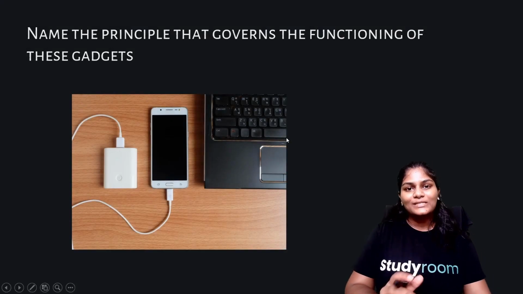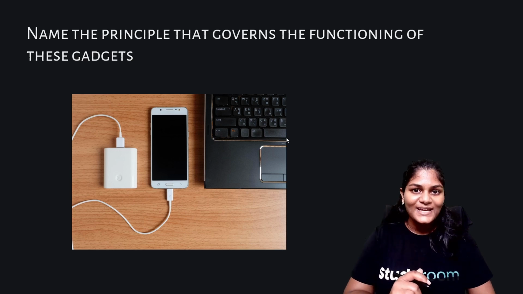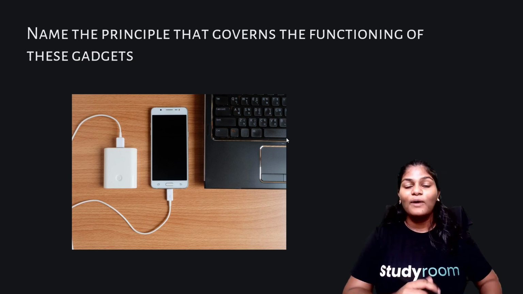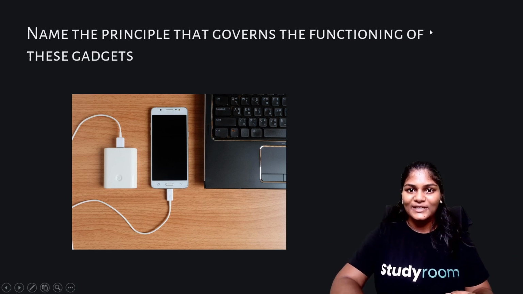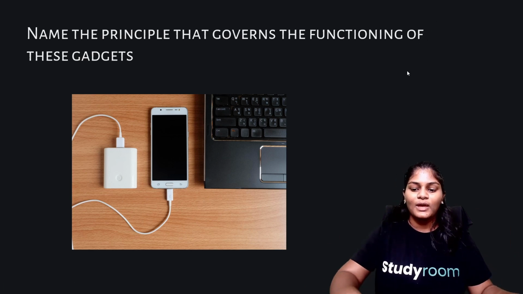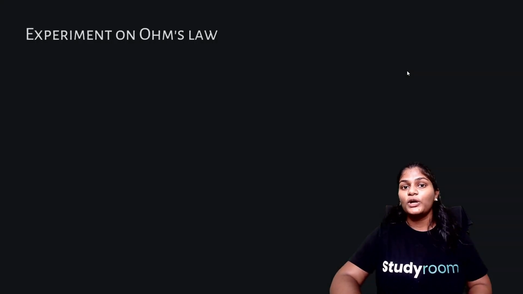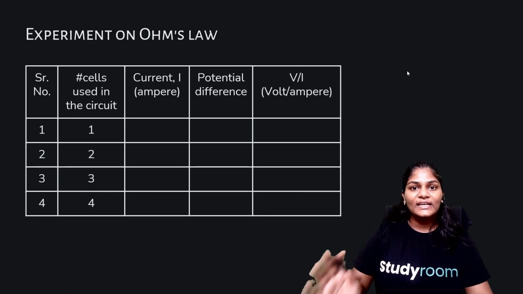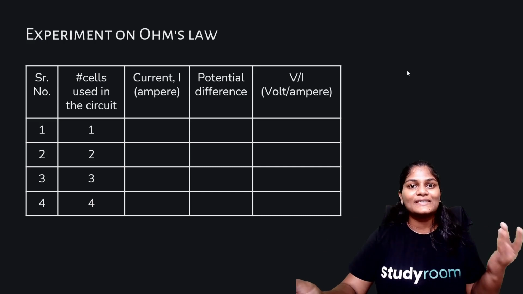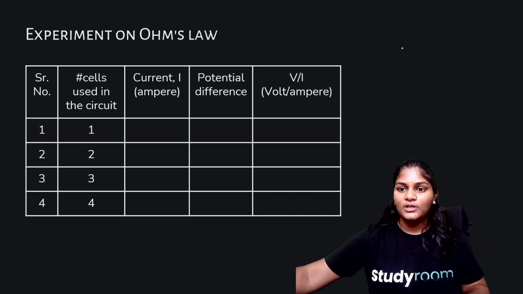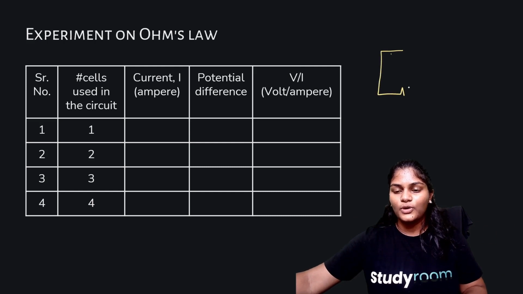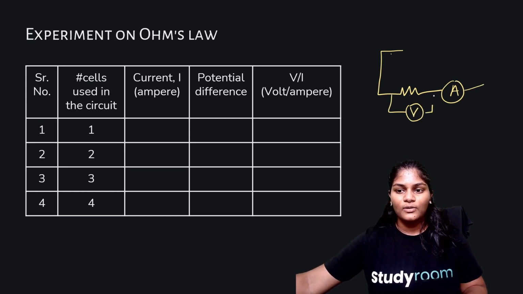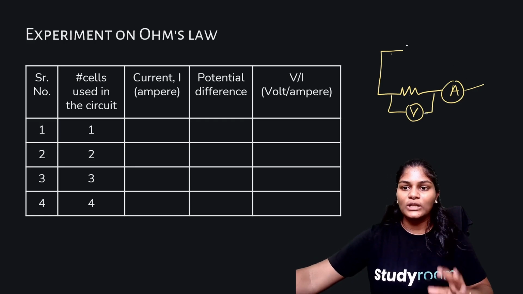Now, what principle governs the working of these gadgets? The principle is actually Ohm's law. What is Ohm's law? We're just going to study about that. So, if you look at the activity 12.1 of your NCERT, you will see that there is a table drawn like this. So, what exactly you have to do for this table when you go to your physics lab? You connect a circuit like this. You have this resistor and you have an ammeter which is connected like this, and a voltmeter is connected here. Okay. What are these connections called? All that you're just going to do.